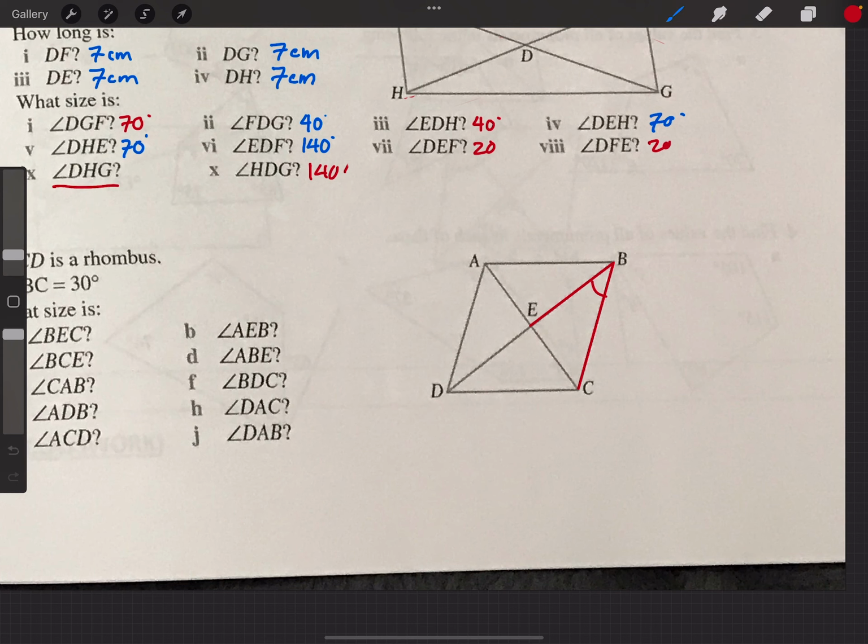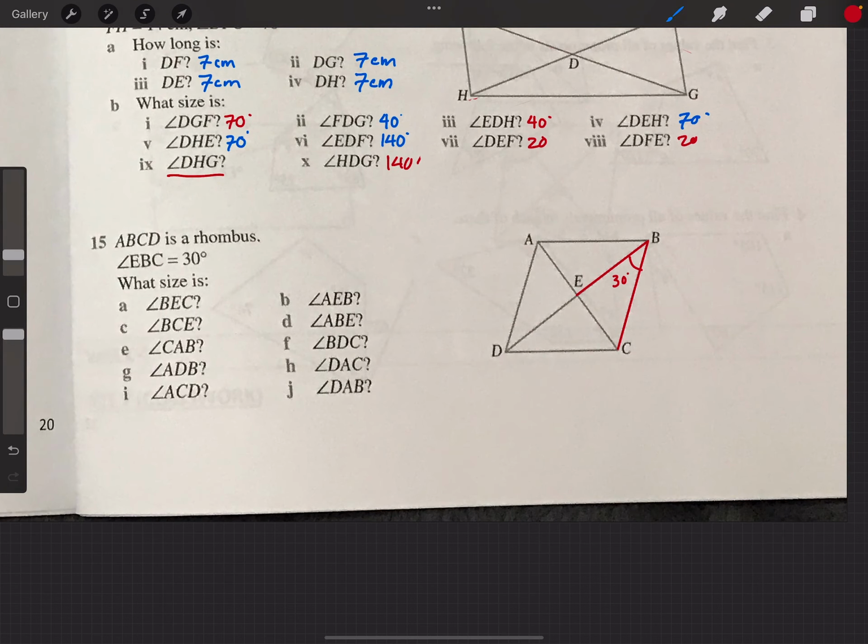This is 30 degrees. And, okay, that's all they give us. What size is angle BEC? BEC. What's this angle here? This one here. Now, what do we know about the rhombus?